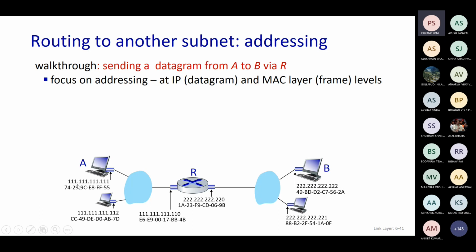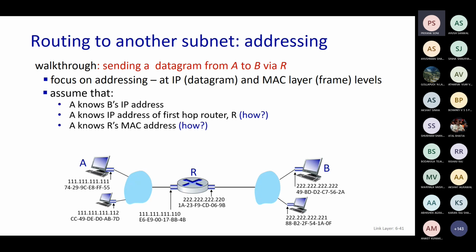So each one of them has an IP address and a corresponding MAC address, okay? So what are we assuming here? Here too we are assuming that A knows the IP address of B. A knows the IP address of the first hop router. Okay, so the question is, how does it know the IP address of the first hop router? If you remember the last classes, you will know. How will A know the IP address of the first hop router? Can anybody tell me the answer to this question?